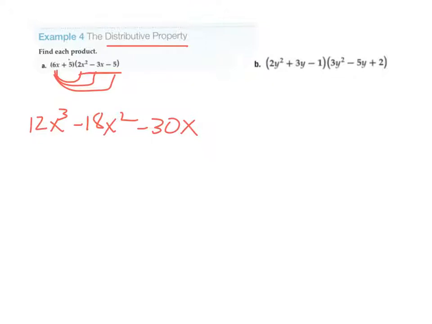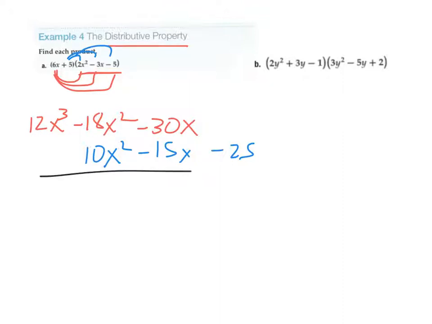So 5 times 2 is 10x squared. So I'm going to put that under my x squared. And 5 times a negative 3 would be a negative 15x. And 5 times a negative 5 would be a minus 25. So in red I did the 6x, and in blue I did the 5. And now from here I can add the like terms, which they're already lined up. This is called the vertical method.